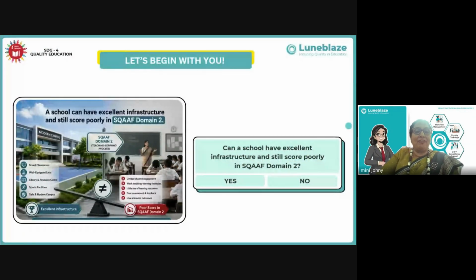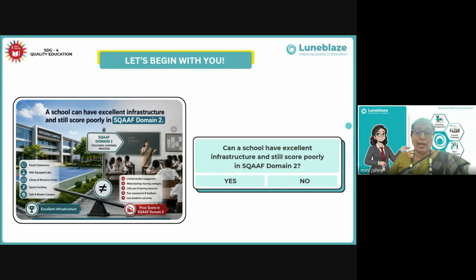Let us begin. You can see here: a school can have excellent infrastructure and still score poorly in SQAAF domain two, that is infrastructure. They have digital classrooms, very good well-equipped labs, library, resource centers, sports facilities. But there are schools which do not have these facilities, and they will get a poor score.